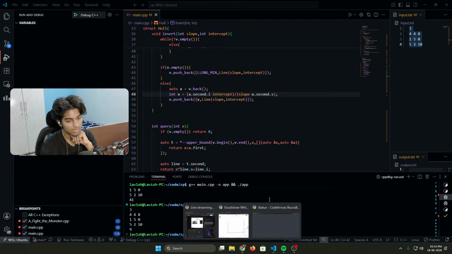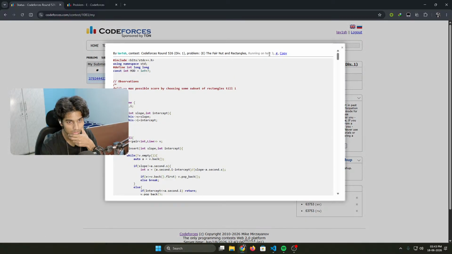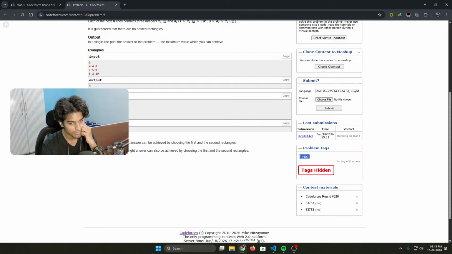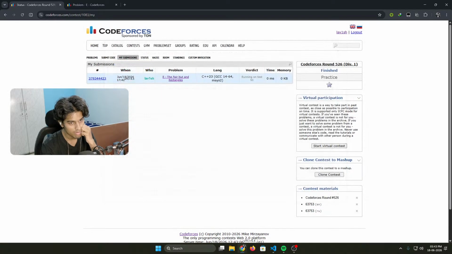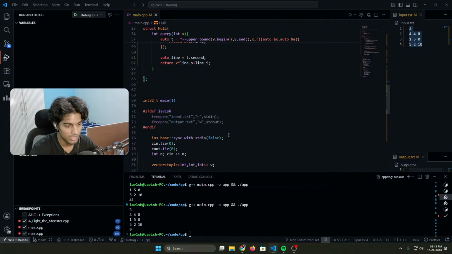Maybe I should take upper bound. It's running. Wait. Anything wrong here? Still running. 2400 is crazy. Okay, it's passing, it's passing. Let's go. I should probably put it somewhere so that I can use it.